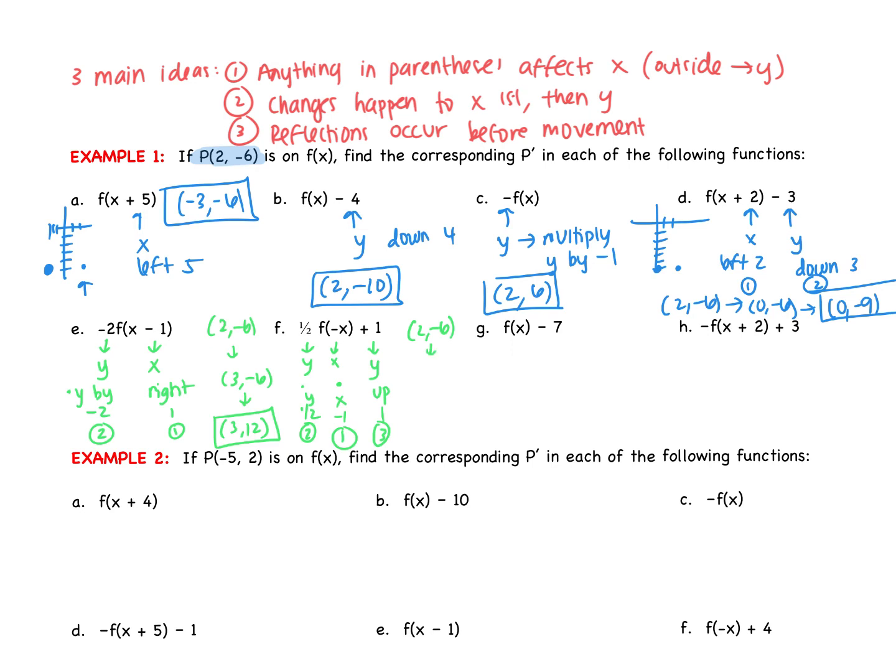We multiply the x by a negative. So that becomes negative 2, negative 6. Then we multiply y by a 1/2. So that becomes negative 2, negative 3. And then if we move it up 1, that'll be negative 2, negative 2.